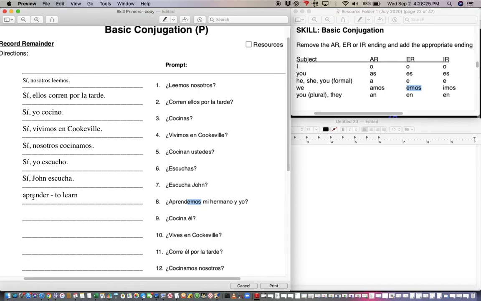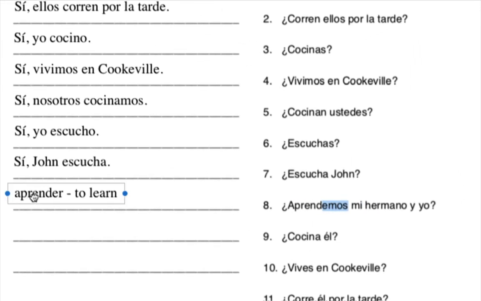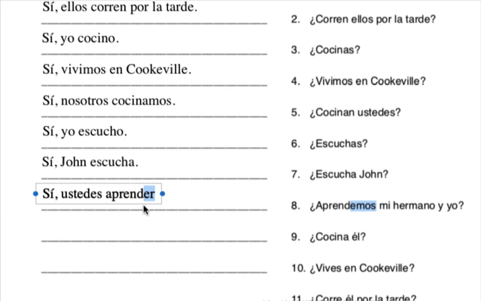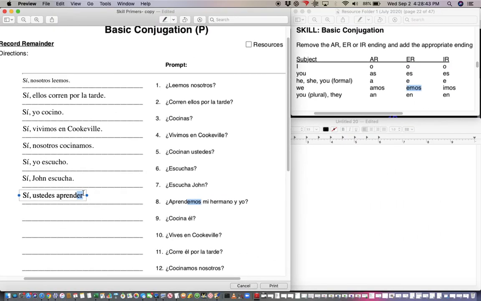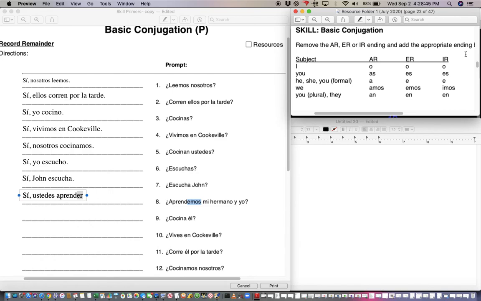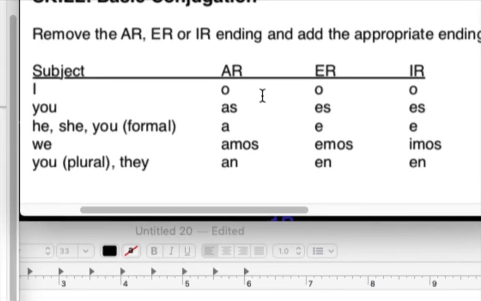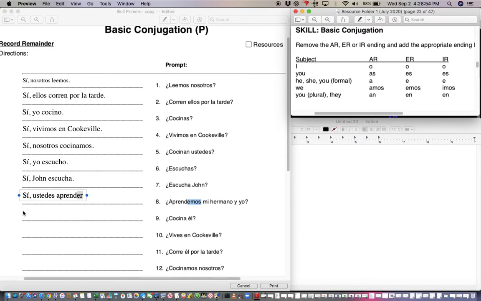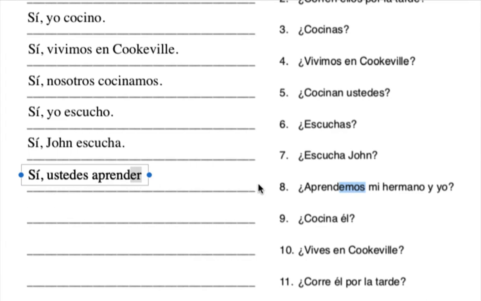So I'm going to answer, yes, you all learn. Yes, you all, ustedes, aprender, take off the ER. What's the ending for ER verbs for ustedes? For you, plural. ER, you, plural. There's my ending, EN. So sí, ustedes aprenden.